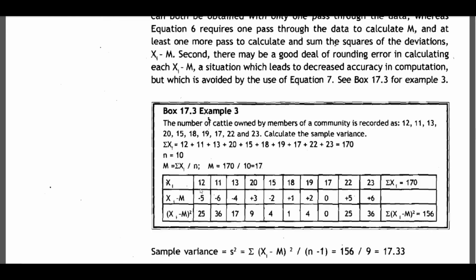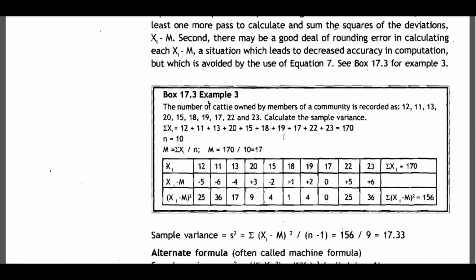Here the number of cattle owned is given, and the total is 170 cattle. There are 10 members, so when we calculate the mean, we get 17. These values we have written for each instance. Then we subtract the mean, 17, from each, write down the values, then square them. Then we get these values, and summing them up, we get 156.